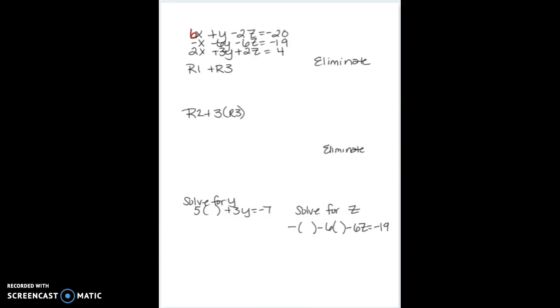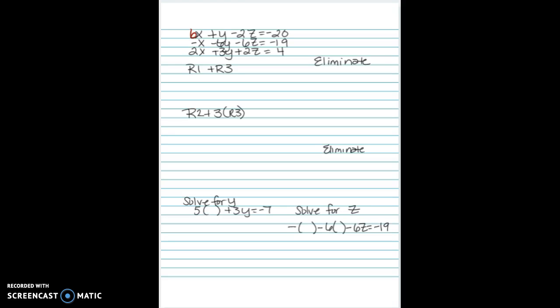On my next example, my first equation is 6x plus y minus 2z equals negative 20. My second equation is negative x minus 6y minus 6z equals negative 19. My last equation is 2x plus 3y plus 2z equals 4.